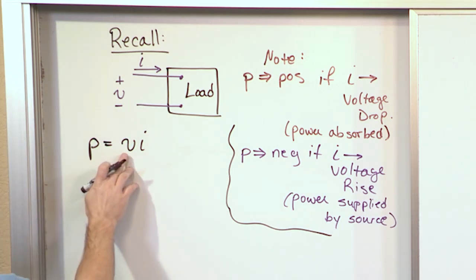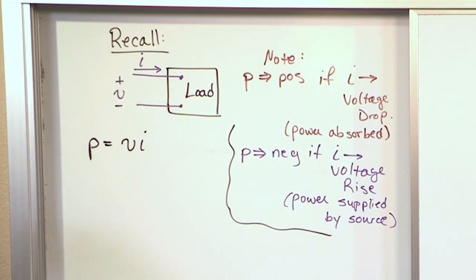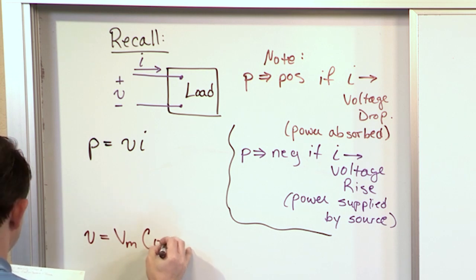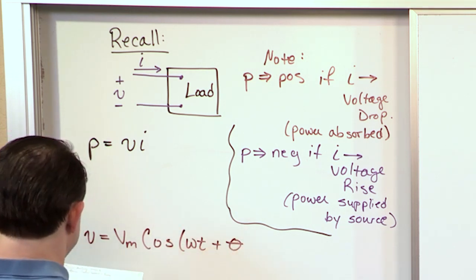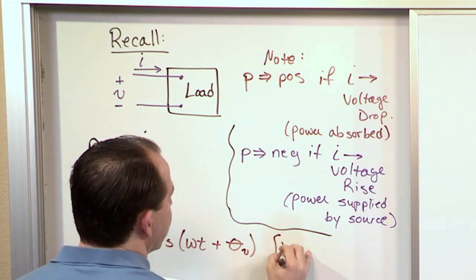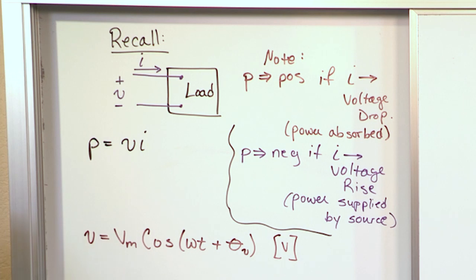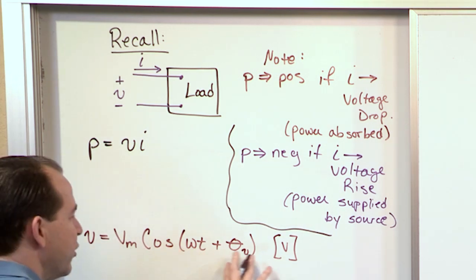Because in AC circuits, the voltage is a sinusoid and the current is also a sinusoid. So in general, we have something like this. We say that the voltage is going to be equal to Vm, which is the magnitude, times the cosine of omega t plus some phase angle, theta V. Now this is a voltage, so the unit there is volts. This should not come as a surprise. This is the time domain representation.